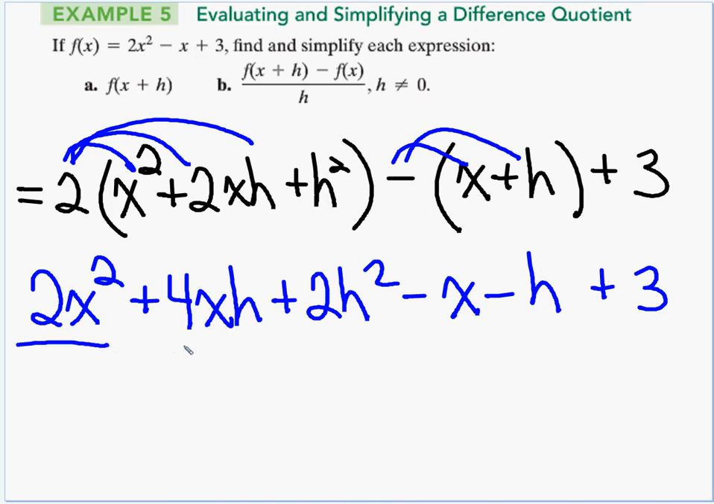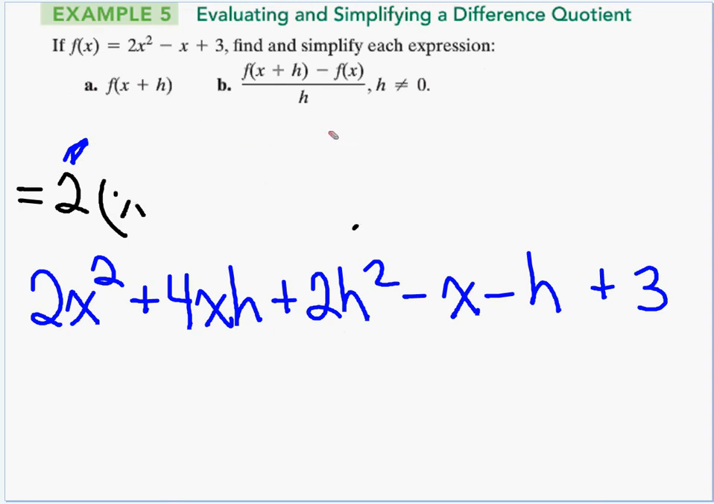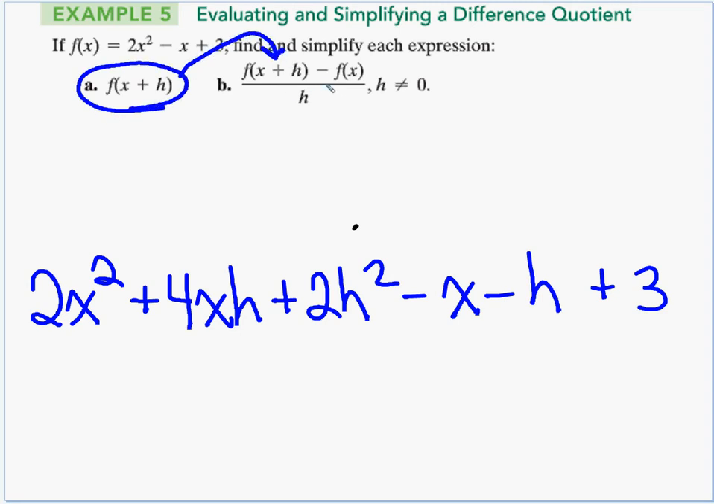This is an apple, this is an orange, this is a pineapple, a papaya, and a beet. We can't combine anything there. But when we do part B, some of this will start to fall into place. So again, this answer for part A is what we found here. We're going to put that right here, and then we're going to subtract the original function f of x.